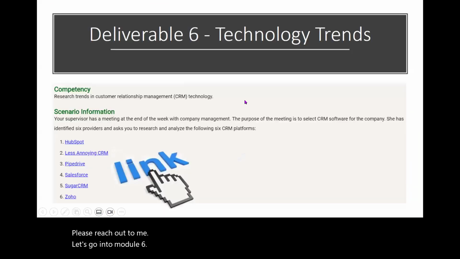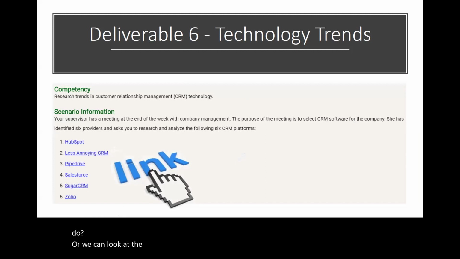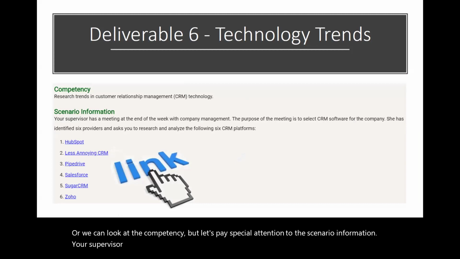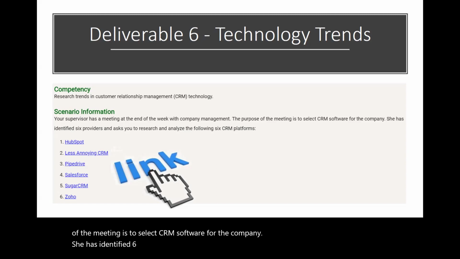If I can advance. There we go. All right. Let's really focus in on deliverable 6. What do you have to do? We can look at the competency, but let's pay special attention to the scenario information. Your supervisor has a meeting at the end of the week with company management. The purpose of the meeting is to select CRM software for the company. She has identified 6 providers and asked you to research and analyze the following 6 CRM platforms.